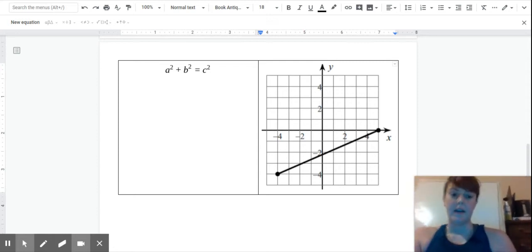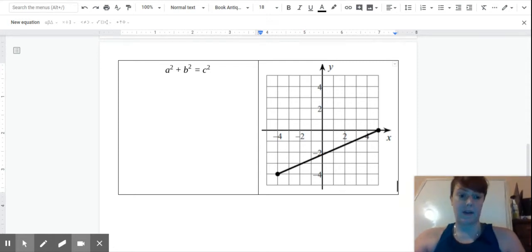Hey, 8th grade. So we've been working on the Pythagorean Theorem all week and last week, and we could continue working on it forever. But now we're going to see how we can find distances in the coordinate plane.